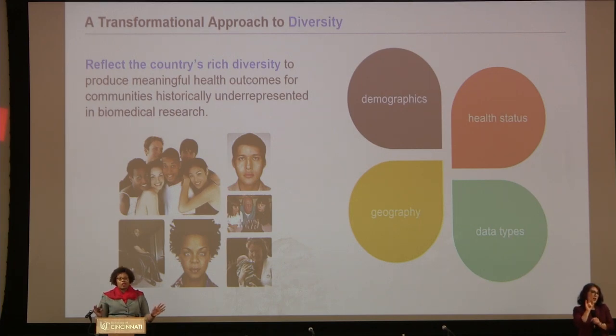So this requires creativity and innovation to reach all of these different populations. That's why the program is taking this transformational approach with quadruple diversity represented on this slide: the diversity of people, geography, health status, and data types. We're committed to ensuring that all communities, especially those UBR populations, have the opportunity to both benefit and participate in this initiative. The program is working with grassroots community groups across the U.S. as trusted advisors and ambassadors to help achieve its goals.